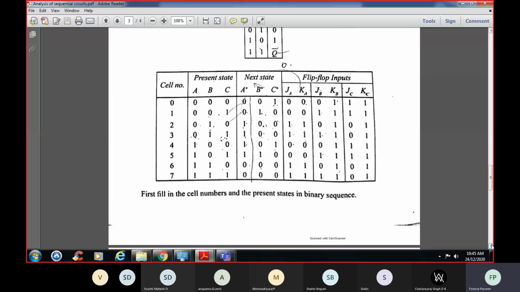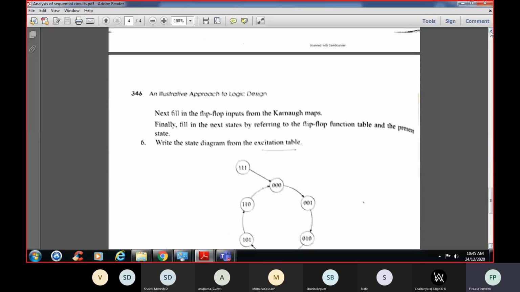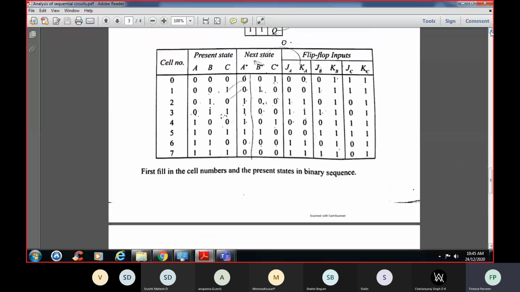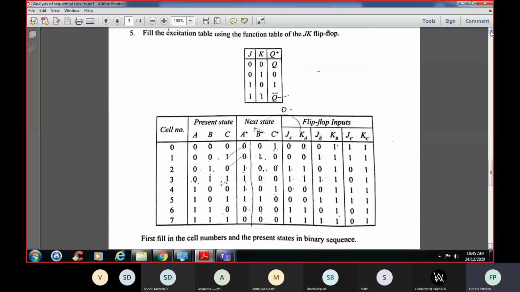So what actually our main intention is, is to identify what sequence we'll be getting. Previously, we were having the sequence and we were drawing the sequential circuit. Now we are going the opposite way to the previous problems. First we have the sequential circuit, and from there we'll get the sequence.